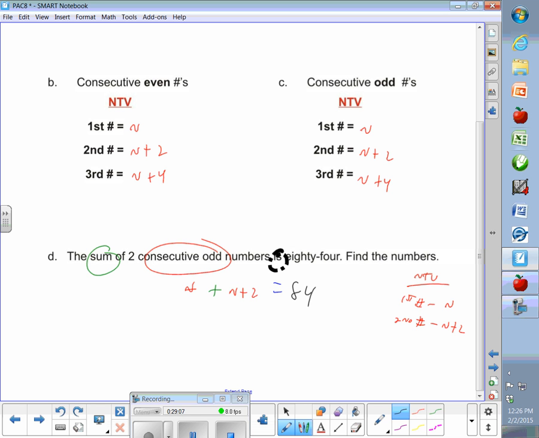But I will tell you this. When you get N, let's say you figure out N is, I don't know, 71. How would you get the second number? Add 2 to it. The next number is plus 2. If the first is 71, the second's got to be 73. So think about that type of a question.